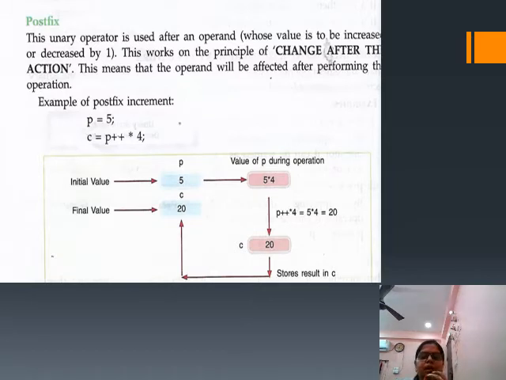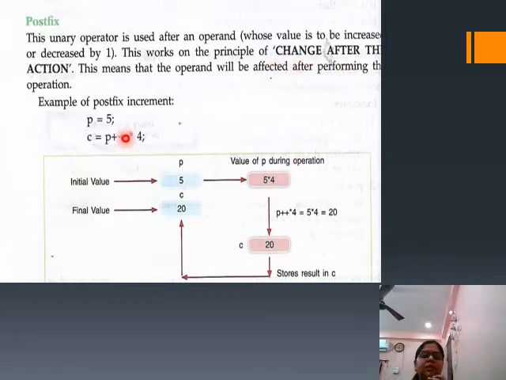Now next we are going to see postfix. In postfix, this operator is used after the operand. Pay attention here, it is used after the operand whose value is to be increased or decreased by 1. This works on the principle change after the action. After the operation, the value is changed.